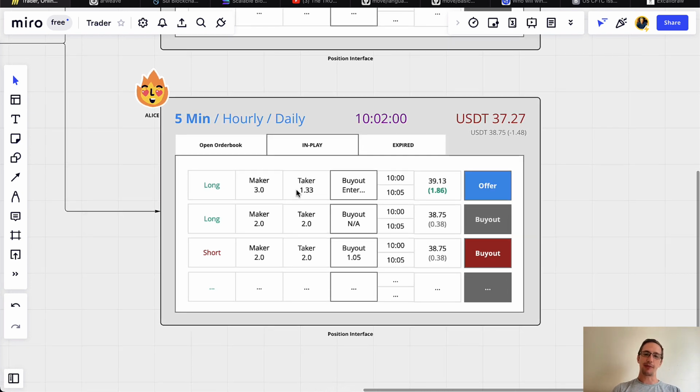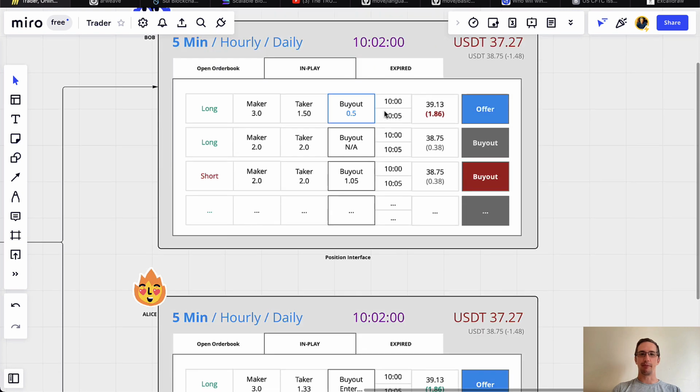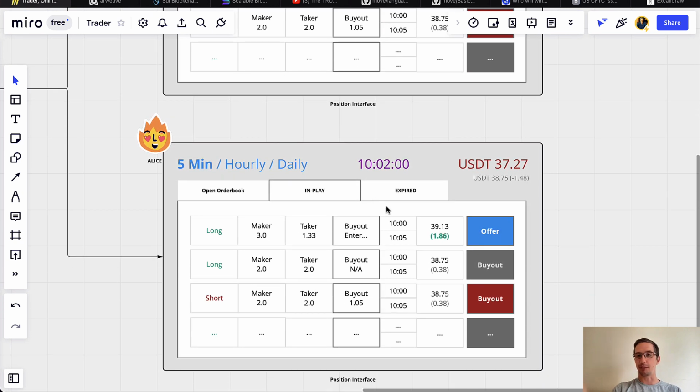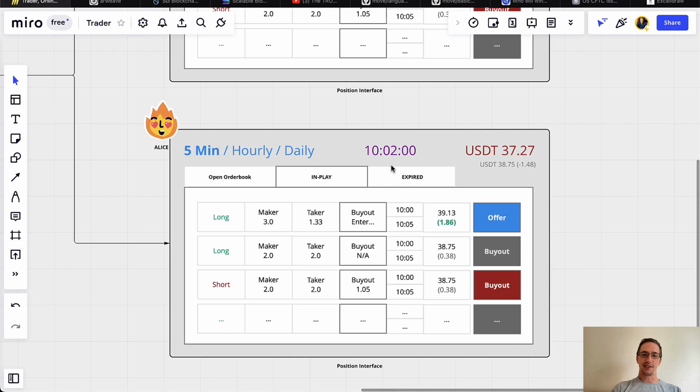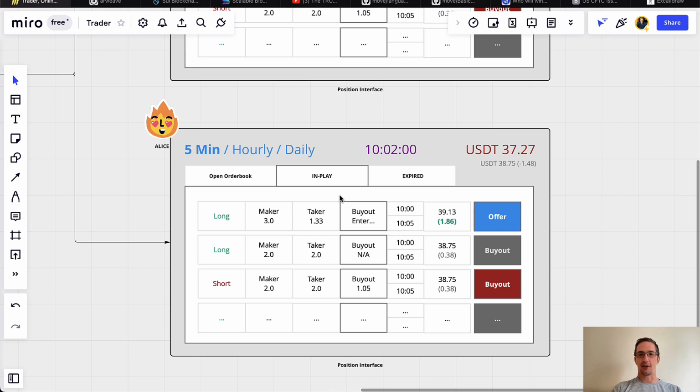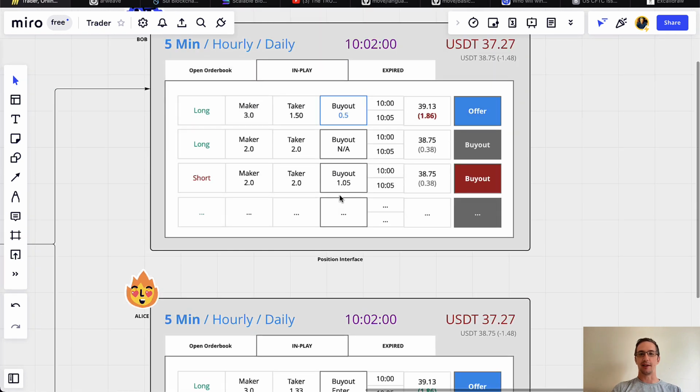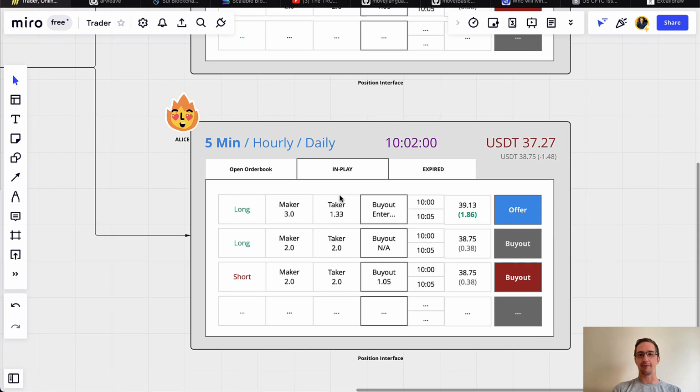Now, irrespective of what happens at 10:05, Bob might have got out of his contract or won his contract. Alice might have lost or won. The price might have moved against them. That is kind of irrelevant. The idea here is that we're letting traders own their contracts around trading, but directly own them and make it very visible as to what's actually going on.